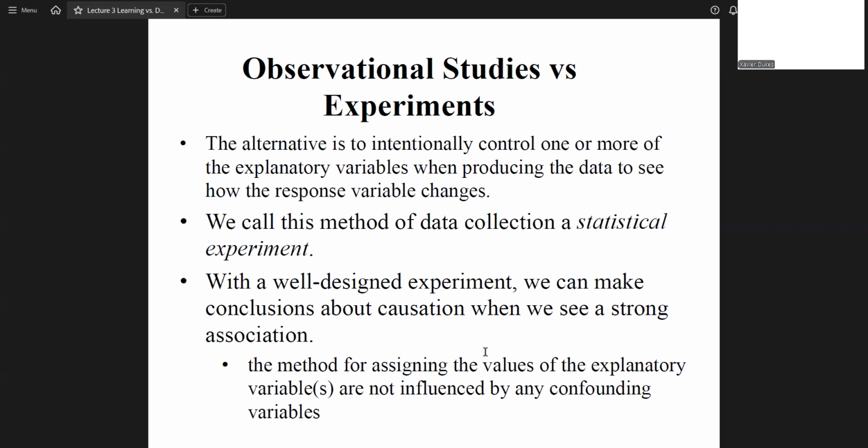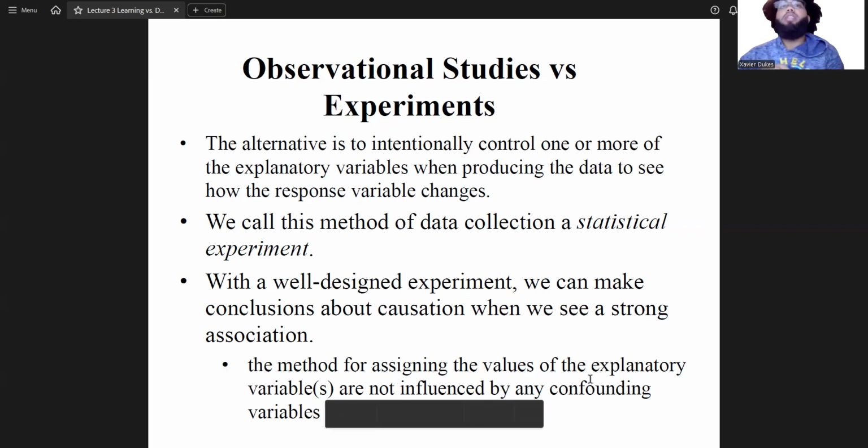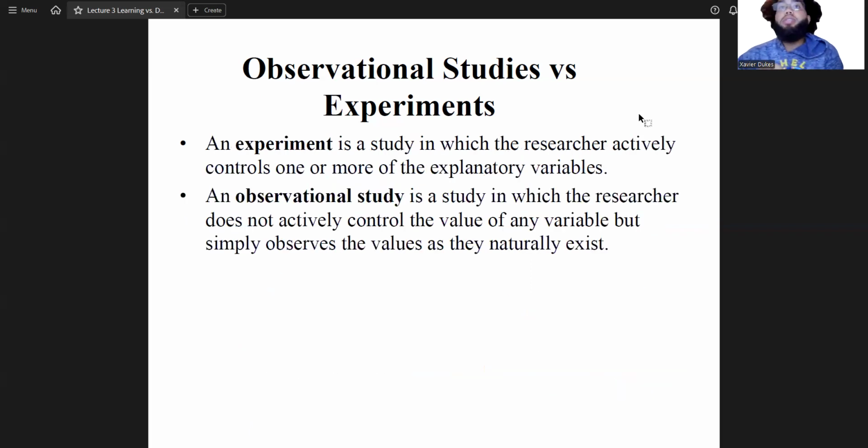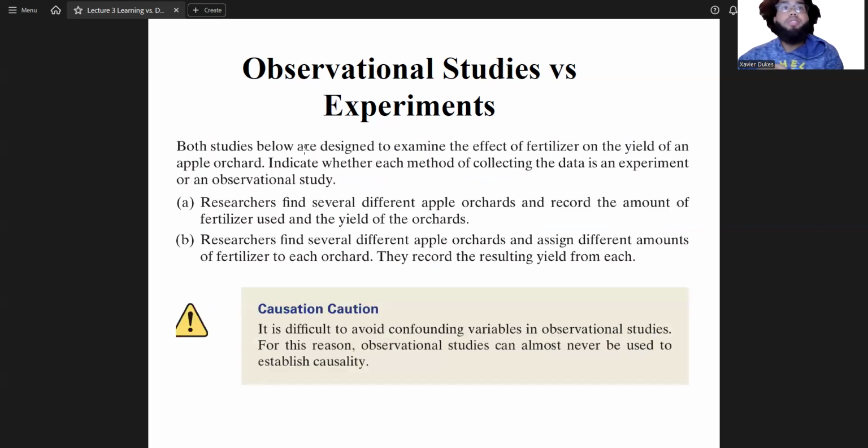Okay, I'm back. Anyway, in a well-designed experiment, we can make conclusions about causation when we see a strong association, because the method for assigning values of explanatory variables is not influenced by any confounding variables. An experiment is a study in which a researcher actively controls independent variables. An observational study is merely an observation of natural outcomes. Observational studies versus experiments: both studies below are designed to examine the effect of fertilizer on the yield of an apple orchard. Indicate whether each method of collecting the data is an experiment or an observational study.